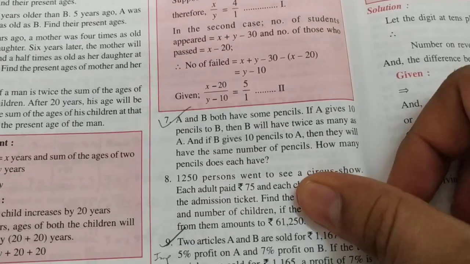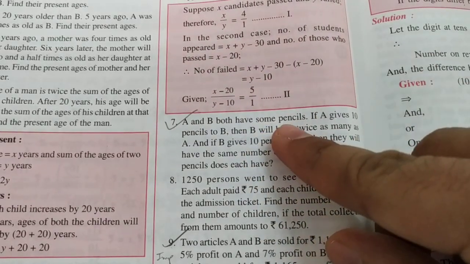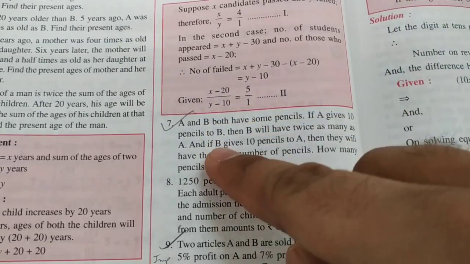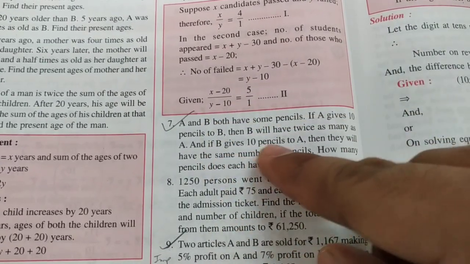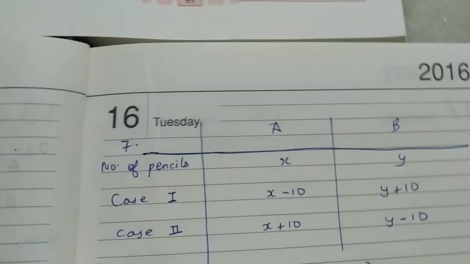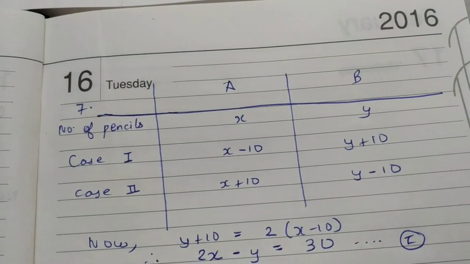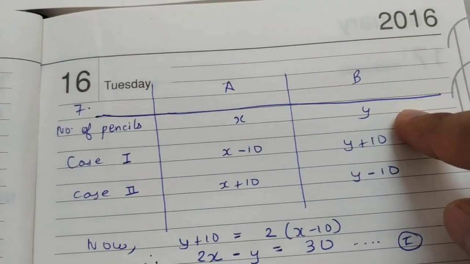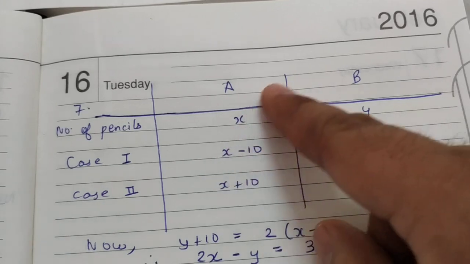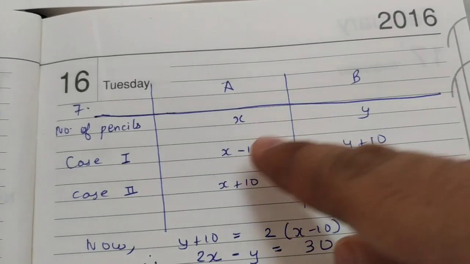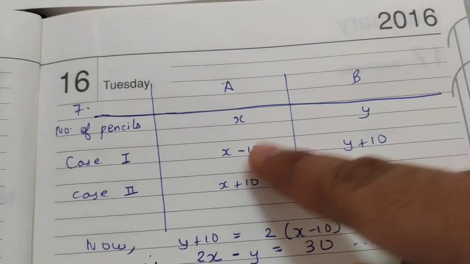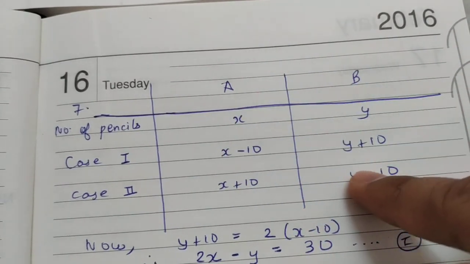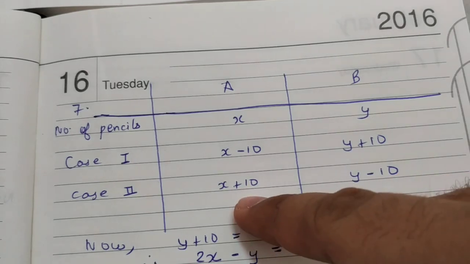Now in the seventh sum, A and B both have some pencils. Let them be x and y respectively. A gives 10 pencils to B in case 1 and B gives 10 pencils to A in case 2. So let's make a table out of it. That makes it easy to solve. No need to write big statements. So we've assumed x and y. If A gives 10 pencils to B, B will have y plus 10 and A will have x minus 10. On the other hand, if B would have given 10 pencils to A, B would have y minus 10 pencils and A would have x plus 10 pencils.